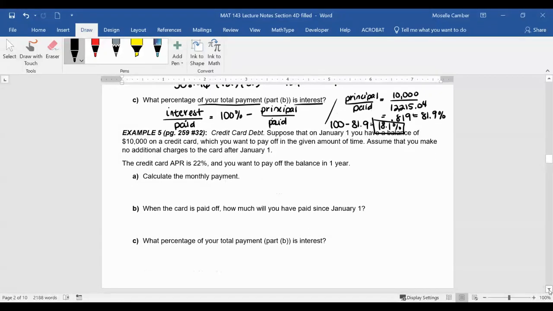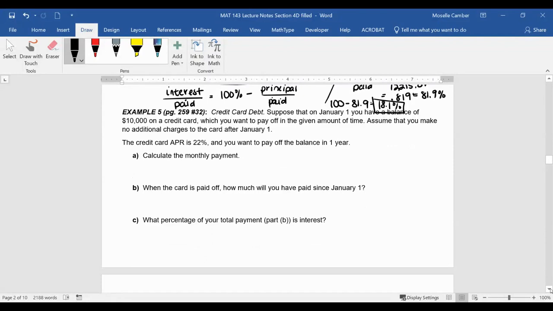Okay, example 5. Suppose on January 1st you have a balance of $10,000 on a credit card that you want to pay off in a given amount of time. So basically the same thing. We have $10,000, but this time the credit card APR is 22%, and you want to pay it off in just 1 year.